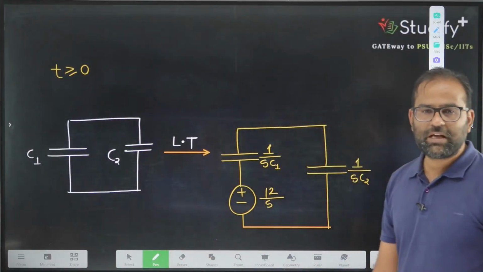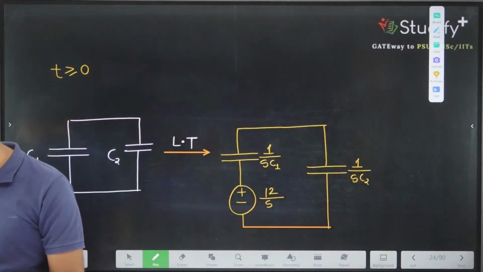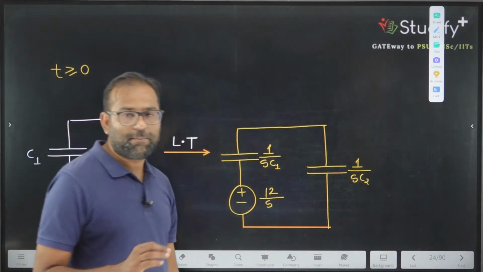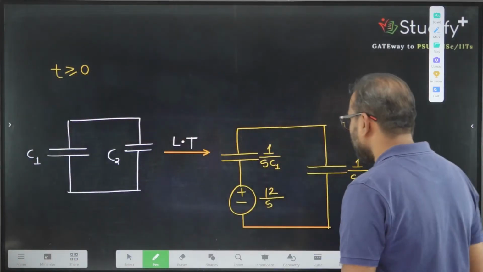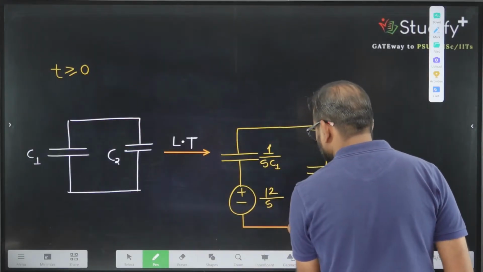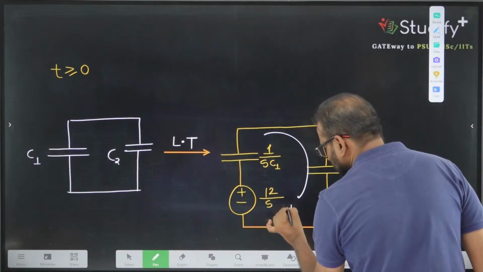Correct? We have taken the Laplace transform of the circuit. Once the Laplace transform of the circuit is available, we can find the current in the circuit. So what is the current in the circuit? You can write, you are having current in this direction, and this current is I of S.